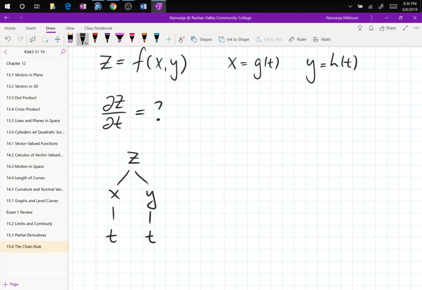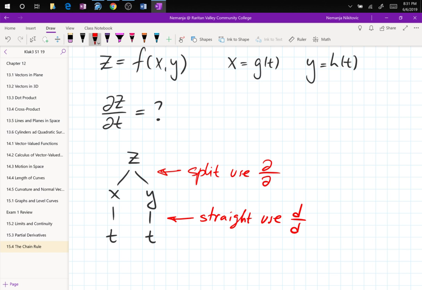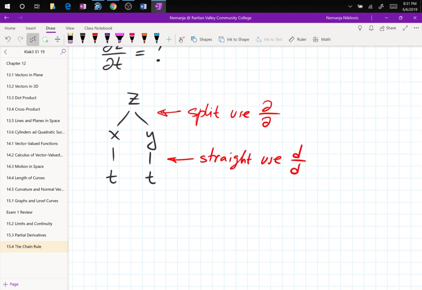So now if I want to find the derivative, split, use partial, straight, use these. So what is the derivative of z with respect to t? Actually you don't have to use, but you can use the regular derivative because there's only one z and one t. So what is the derivative dz/dt?